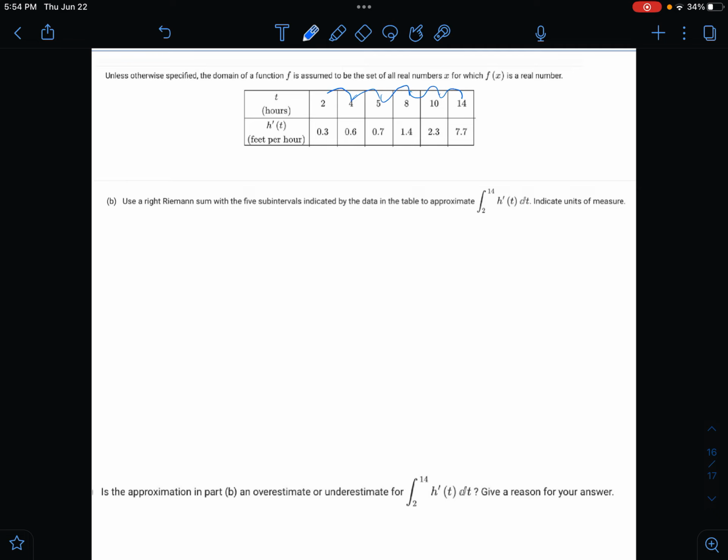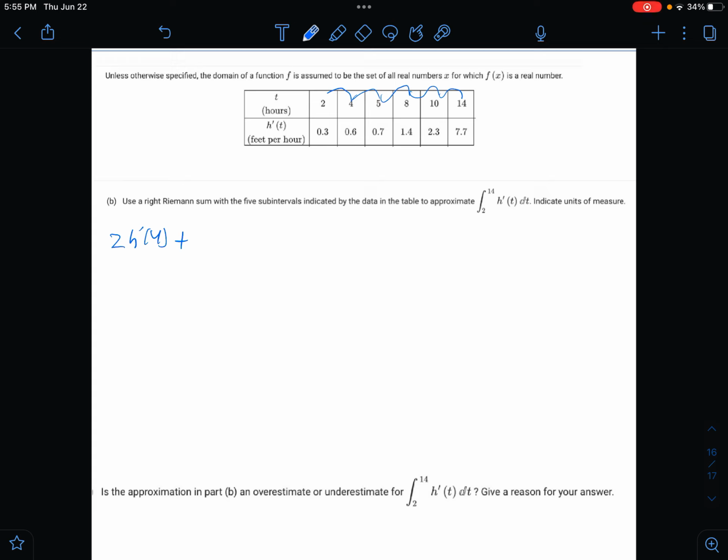So since the first subinterval is between 2 to 4, we just take the difference between them. Right, so what is 4 minus 2? 2. Or the delta x value you might see in other places. So 4 minus 2 is 2, right? And we have to multiply that by the rightmost term in this case. So since it's between 2 to 4, the rightmost number is 0.6. So it's 2 times h prime of t, or in this case, h prime of 4.